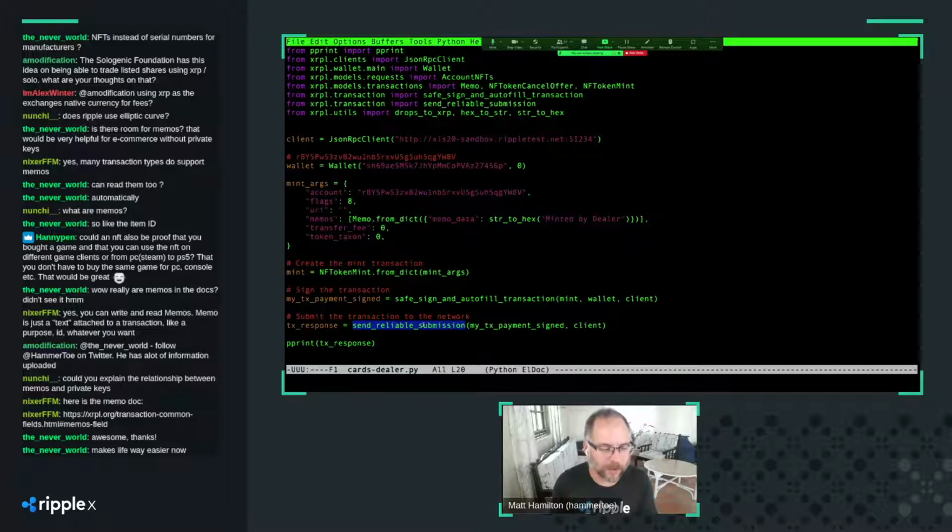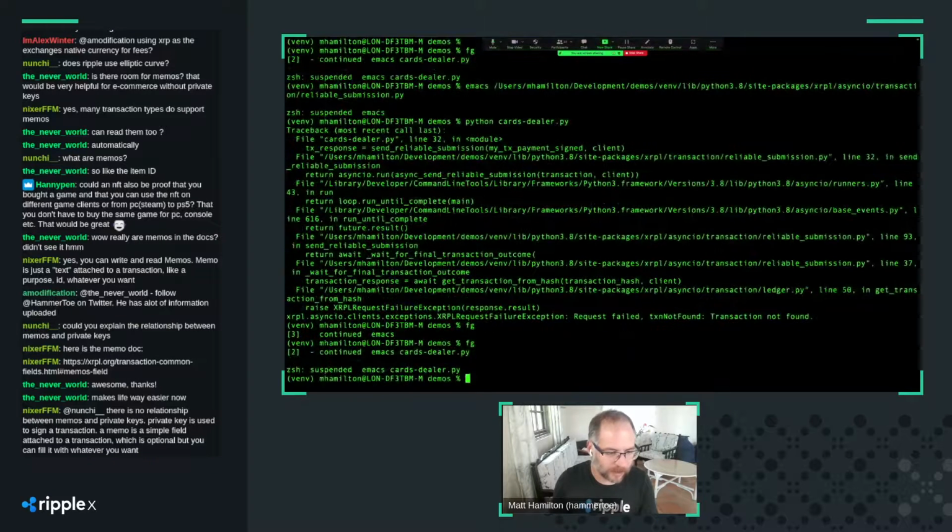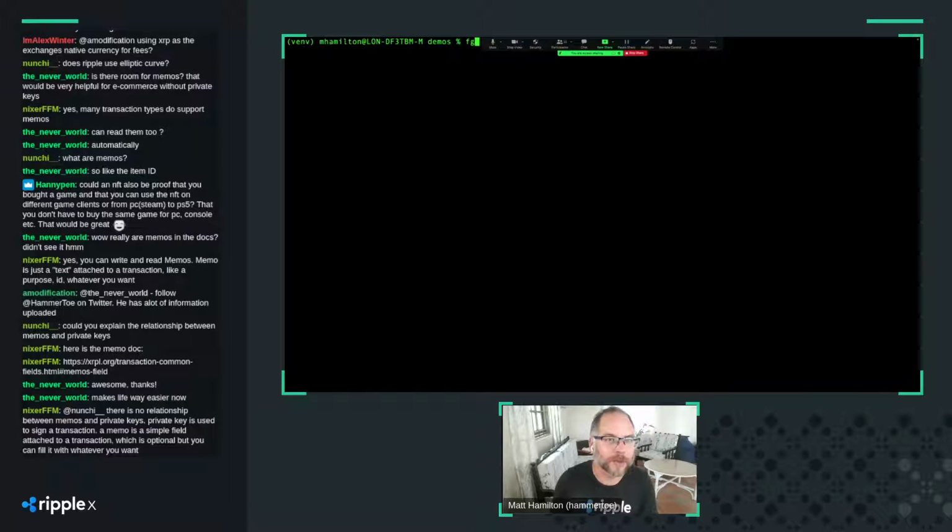We're auto-filling some of the defaults and we're submitting it using this send reliable submission, which means we send it and we would then wait for the result to come back from the network as well. Like I said, I was having a little bit of a problem with the network, but let's see if that works. Let's try it and see. If I execute it, run the Python, maybe it'll work, maybe it'll come back with an error still.